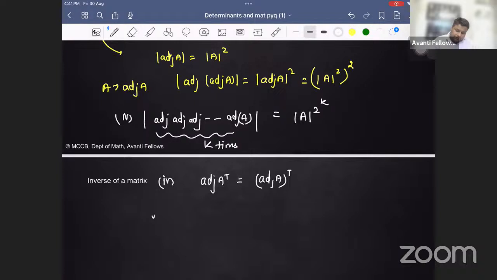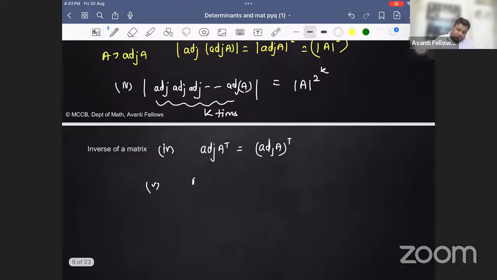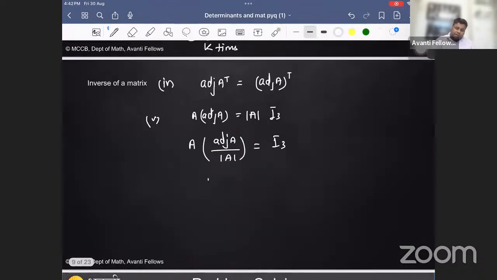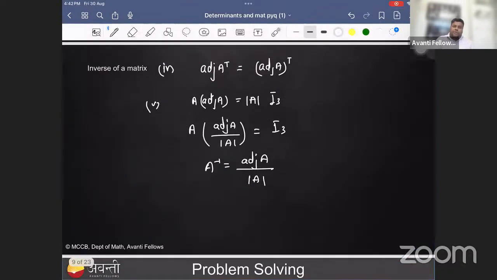Got it? Now see, from the very first thing I have shown you, A into adjoint A is determinant of A into I3. If I take determinant of A to the left side, it will be A into adjoint A upon determinant of A is I3. That means the product of these two matrices is the identity matrix. So this is the inverse of A. So A inverse is adjoint A upon determinant of A.